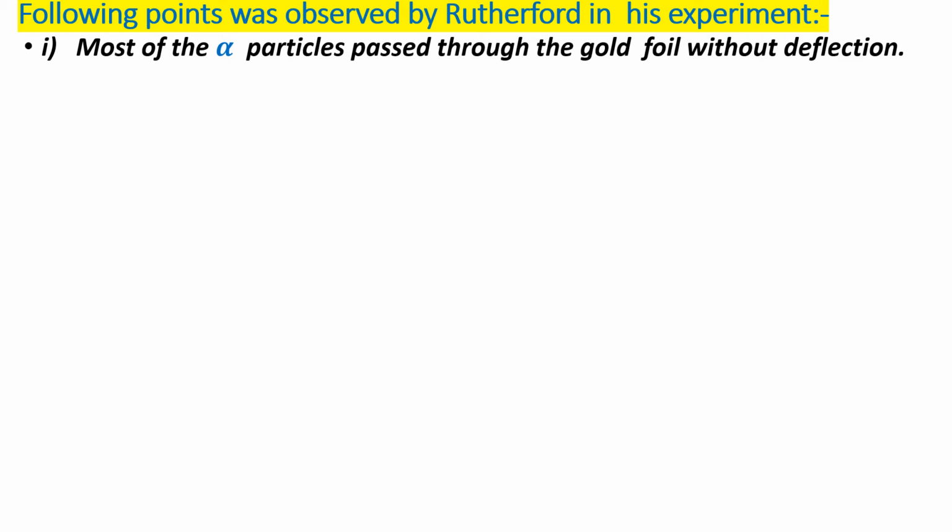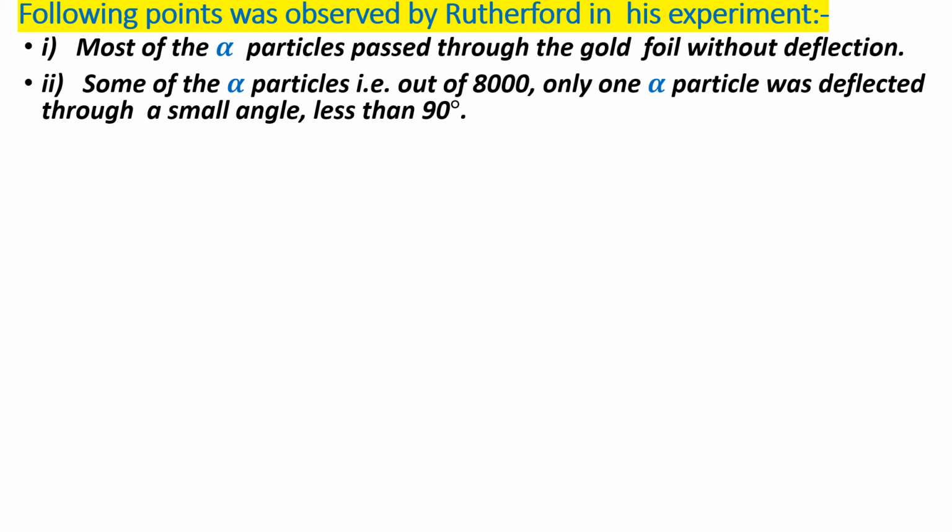First point, most of the alpha particles pass through the gold foil without deflection. Second, some of the alpha particles, that is, out of 800, only one alpha particle was deflected through a small angle, that is, less than 90 degrees.